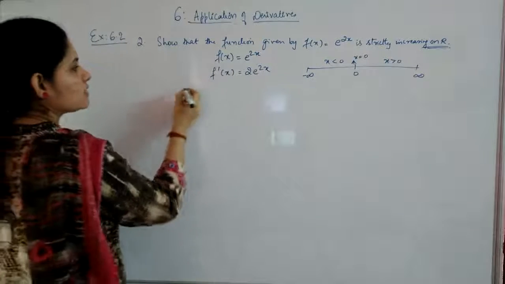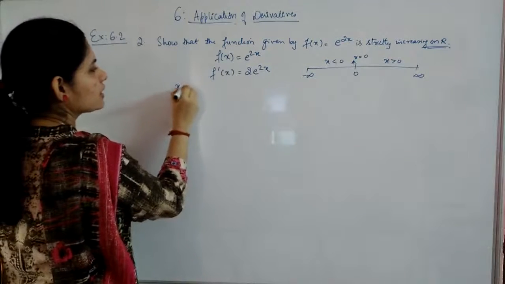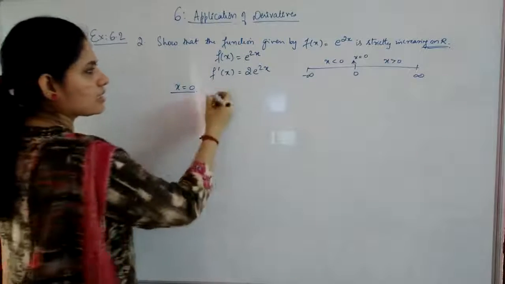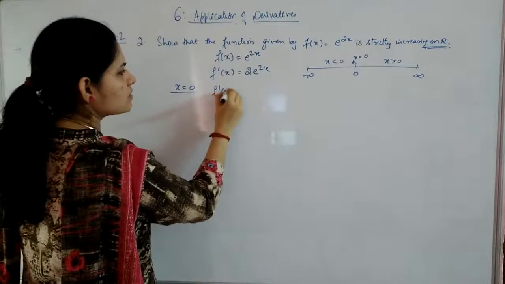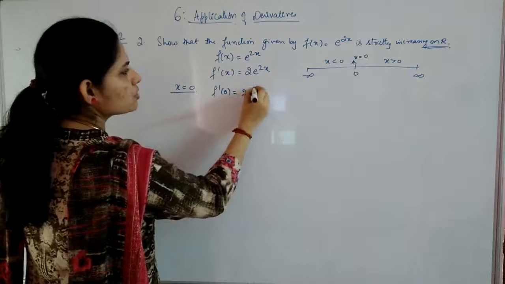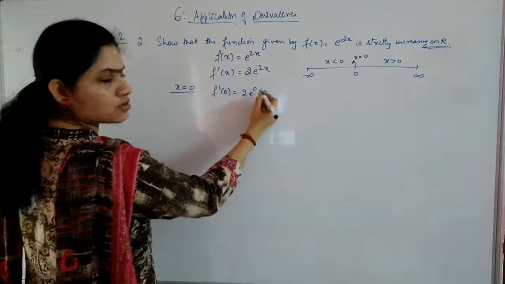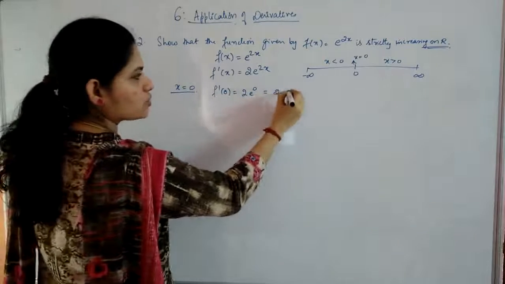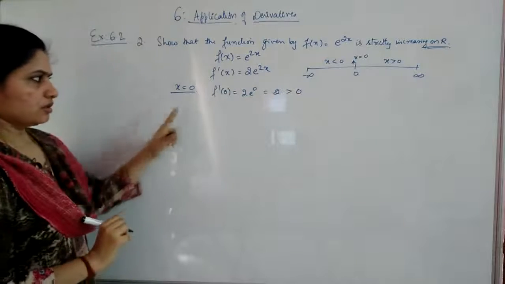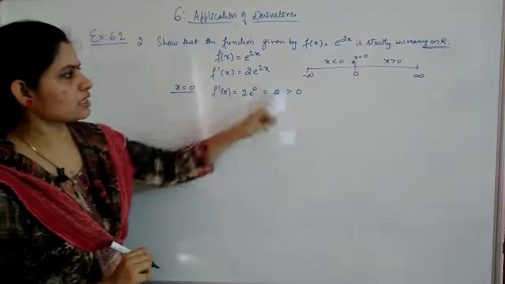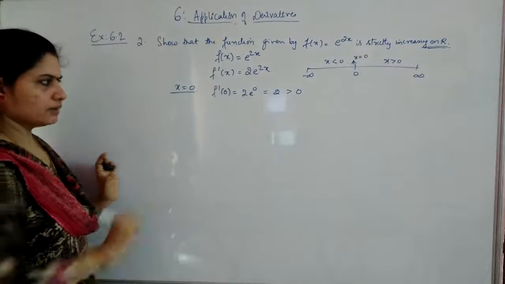Okay, so first we are just breaking it up. If you are taking x equal to 0, what will be the case? F dash of x will become 2 e raised to 0, and e raised to 0 you will get 1, so it is 2, and 2 is every time greater than 0. So at x equal to 0 you can say that the function is strictly increasing.